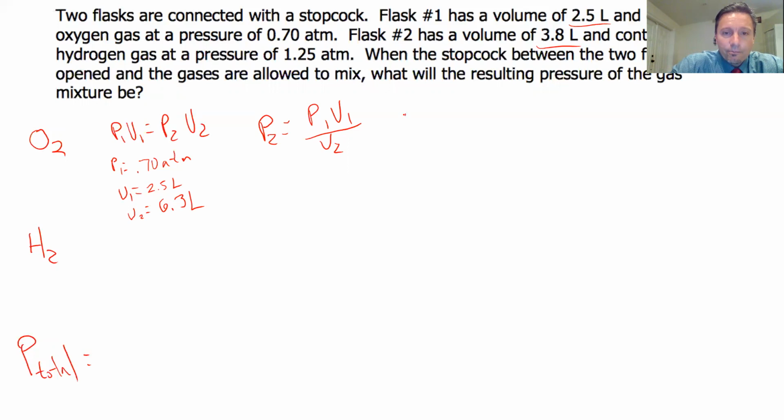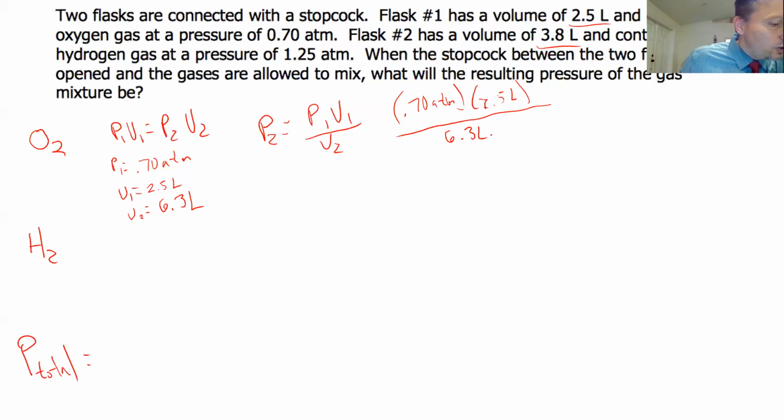So I have 0.70 atmospheres. I have 2.5 liters. And I'm going to divide that by the total, the new volume, which is 6.3 liters. So if I plug that into my calculator, I get 0.70 times my 2.5, and I'm going to divide that by 6.3. So I need to round to 2 significant figures, and I get 0.2777, so that's going to be 0.28.